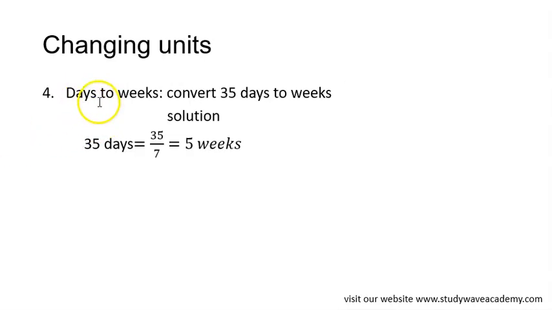Next, we are to convert days to weeks, okay? Days to weeks. Convert 35 days to weeks. To convert days to weeks, you divide the number of days by 7. So 35 divided by 7 is going to give you 5. 7 here is 1. 7 in 35 is 5. So 5 weeks. So 35 days is 5 weeks. Okay? 7 days is 1 week. 35 days is 5 weeks.